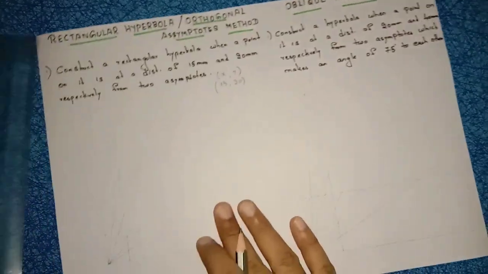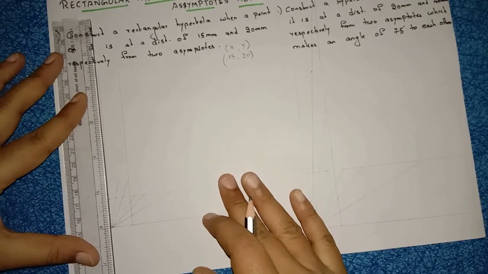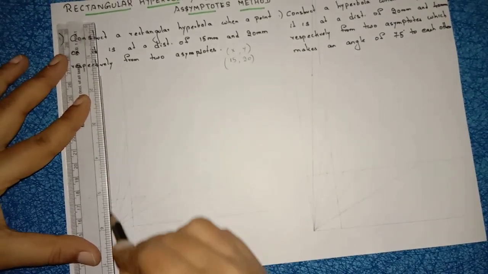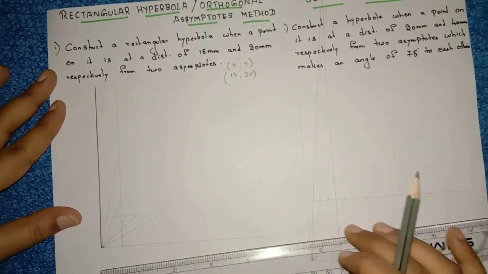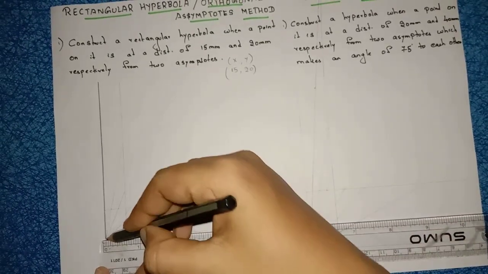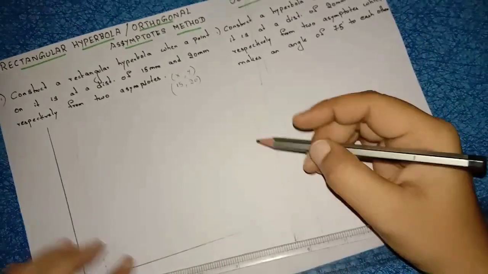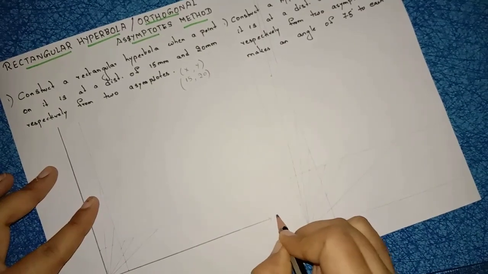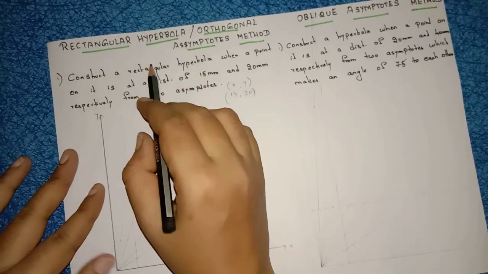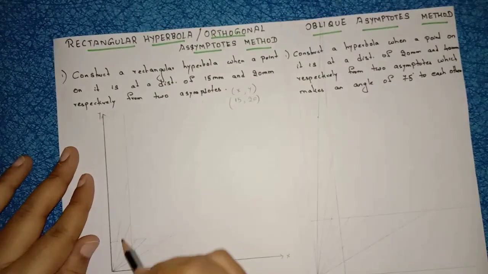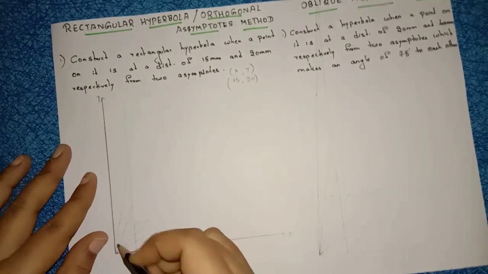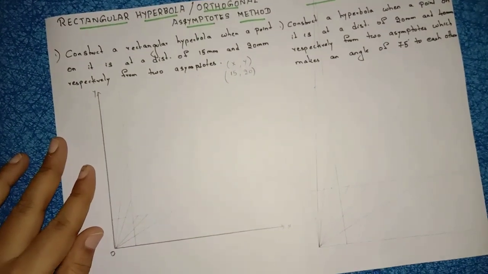So how to construct this one? First draw the y axis of any length. After that, draw the x-axis of any length, right? So simply I am keeping it as x-axis here and y-axis here, right? So this is a rectangular hyperbola method, no? So how much should the angle be here? It should be 90 degrees, right? And this intersection point is O.